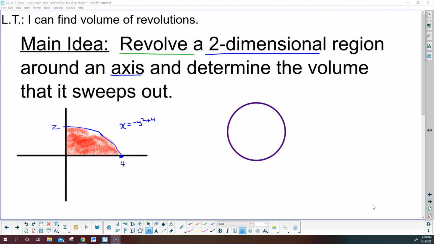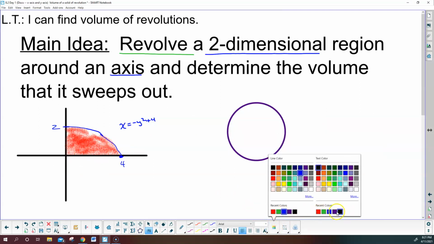Let's take a look at our main idea here today. We're going to look at revolving a two-dimensional region around an x-axis, or a y-axis actually, to determine the volume that it sweeps out. Now, this is kind of a conceptual piece that we really have to be aware of, and my goal to start is just to get you to visualize this process, and then we'll worry about how we actually solve it using calculus.